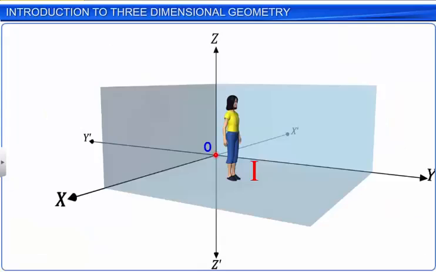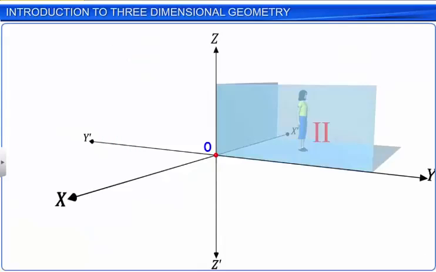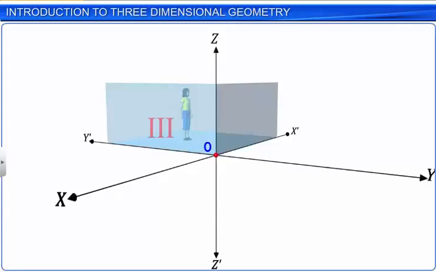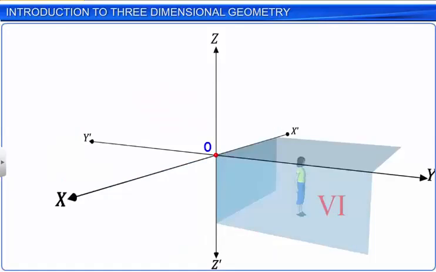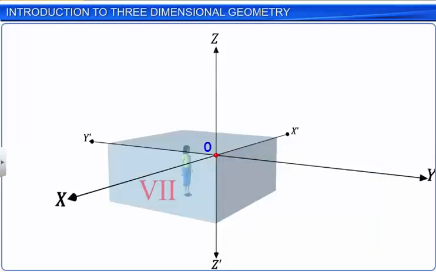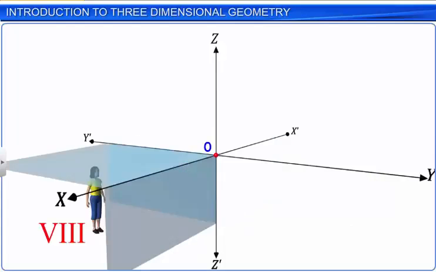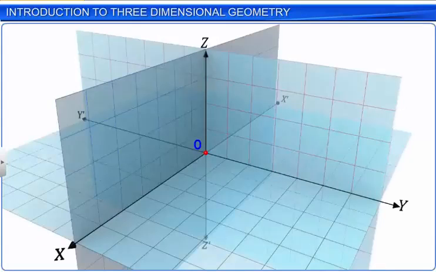The coordinate axes divide the coordinate space into 8 parts, called octants. The sign of the coordinates determine the position of a point in a particular octant. For example, the point 2, -3, 3 lies in the 4th octant.